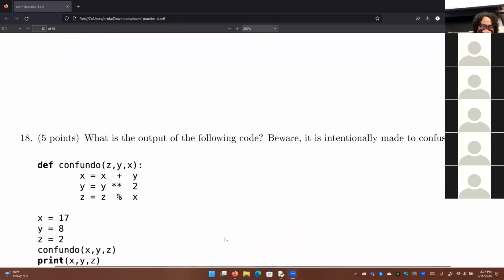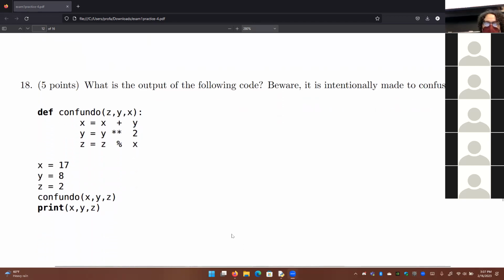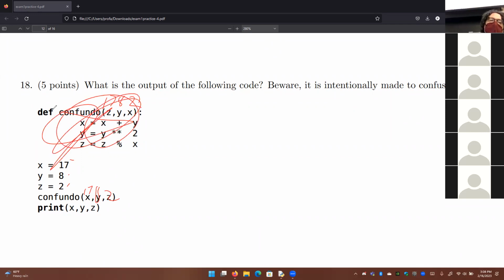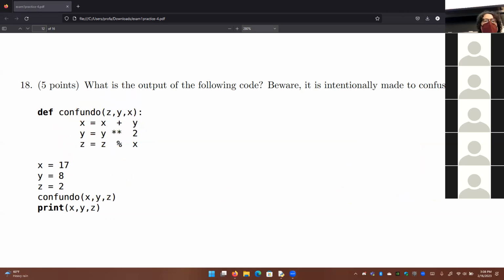Okay. So let's take a look at this one. We can do 17, 8, 2, and then we're going to pass in 17, 8 over here and 2 over here, which means that this is 17, 8, and 2. And there's a whole bunch of math, which none of it actually matters. The answer is 1782. Why? Why does none of all this confundo matter? Why does this not matter? Yes, there's no print function inside there, right?